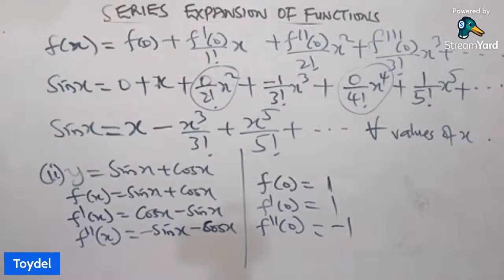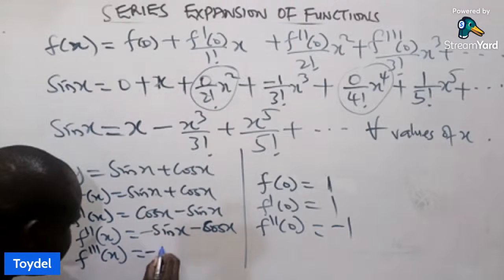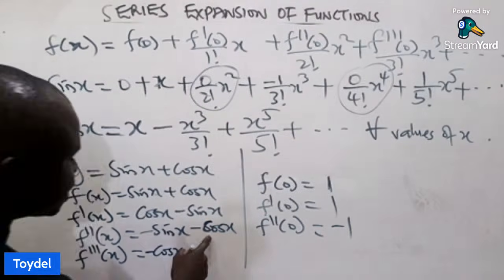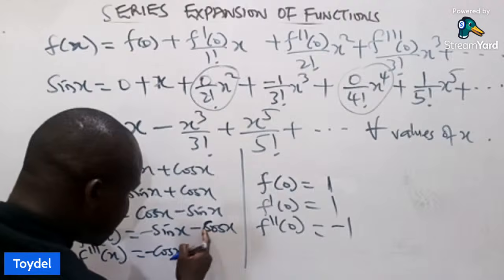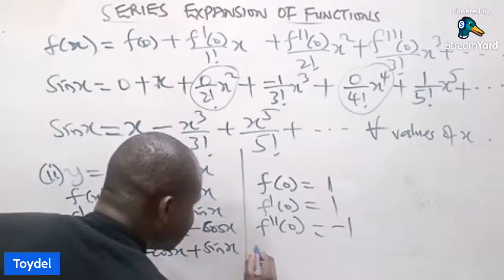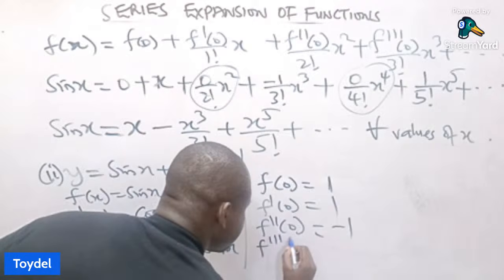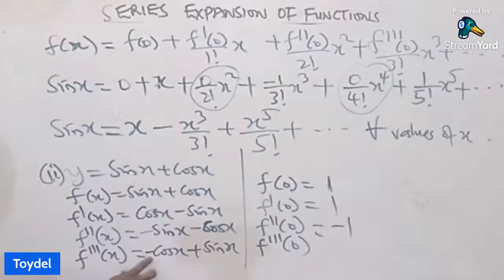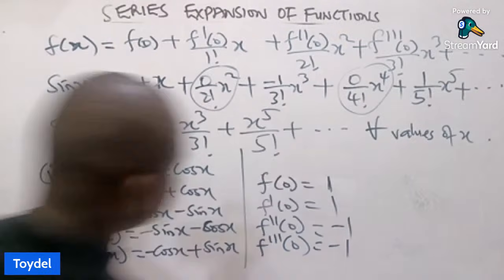So if you continue in that order, what are we going to get? Let me just stop at this one. F triple prime of x: when I differentiate minus sine, I get minus cos. When I differentiate minus cos, it is plus sine. So minus cos x plus sine x. Then if I substitute here, f triple prime of 0, this minus 1 plus 0, that'll be minus 1. That's what I'm going to get there.